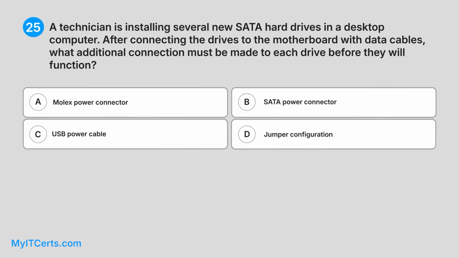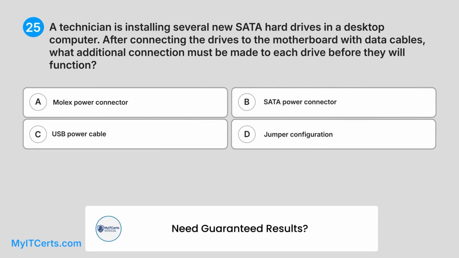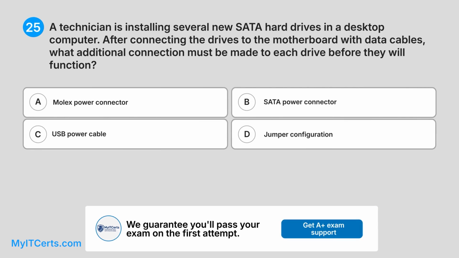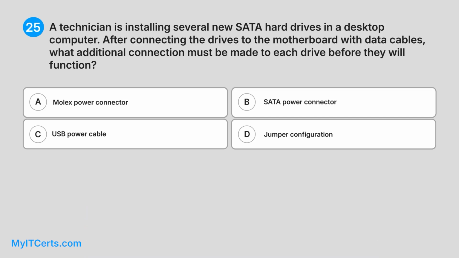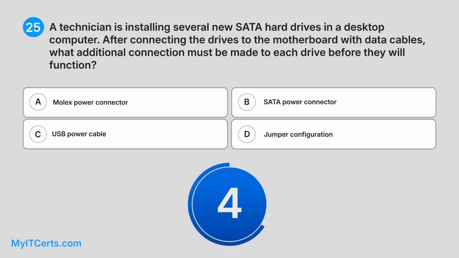25. A technician is installing several new SATA hard drives in a desktop computer. After connecting the drives to the motherboard with data cables, what additional connection must be made to each drive before they will function? A. Molex power connector. B. SATA power connector. C. USB power cable. D. Jumper configuration. Can you guess the answer?